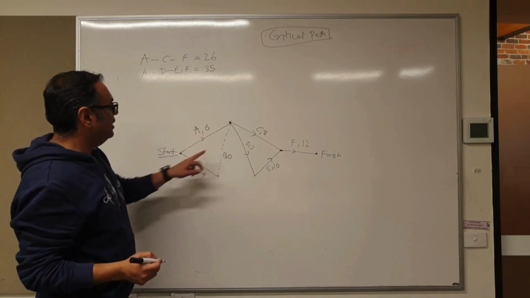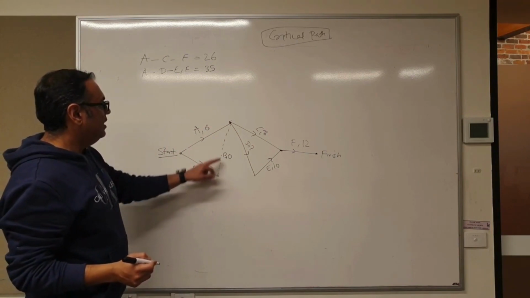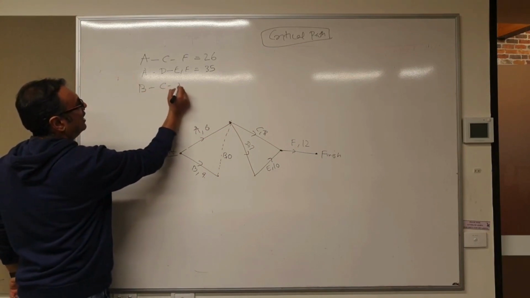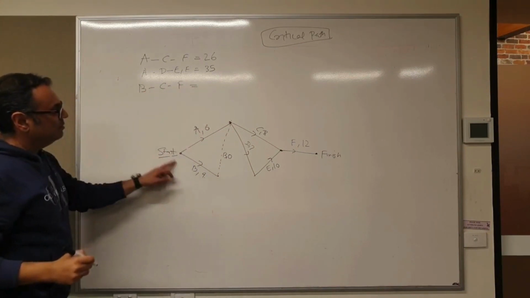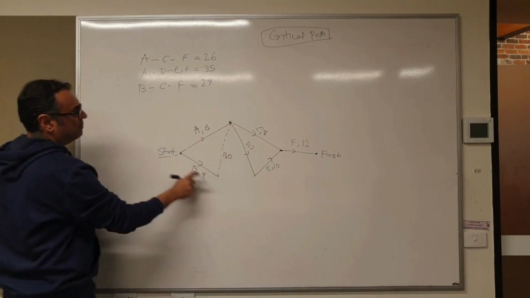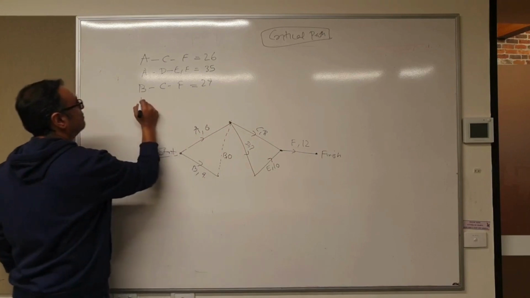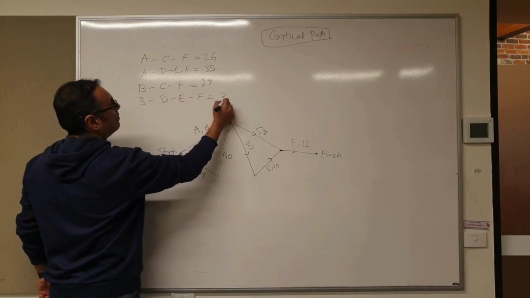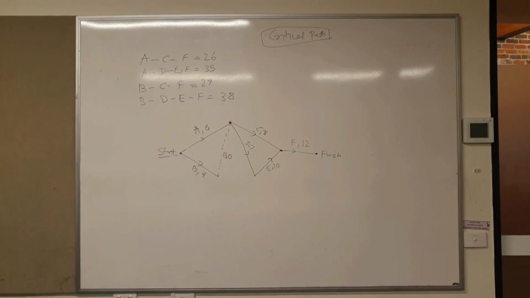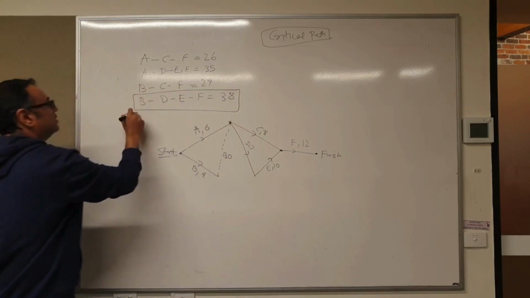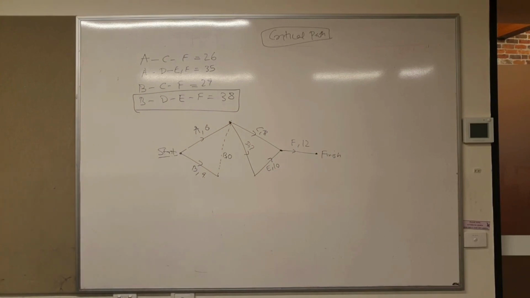So you've got two paths from A. What else? B. So you have B, C, F. What is BCF? 29. What's the next one? B, D, E, F. 38. All good so far? This path is taking the maximum time.